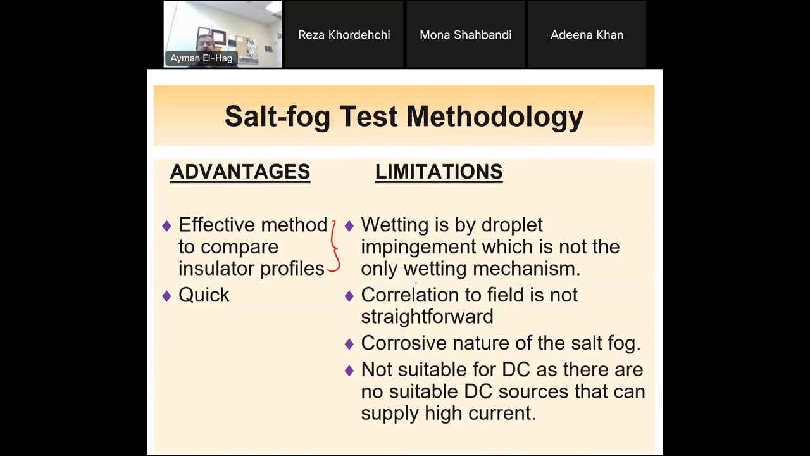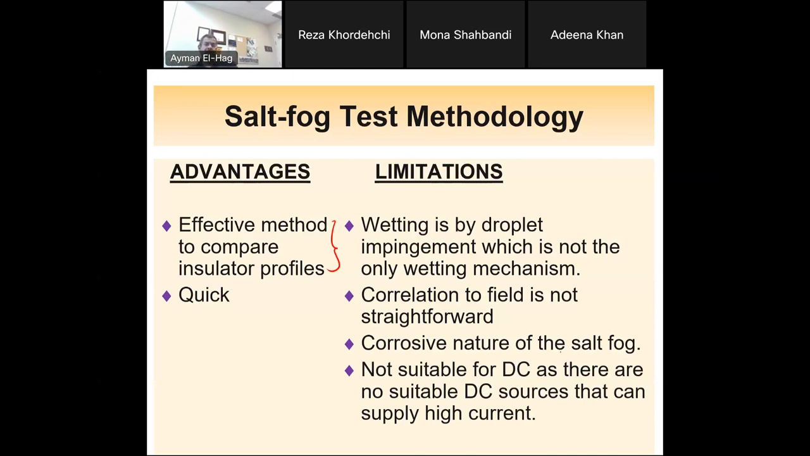Now, the wetting here is happening, as I mentioned, by applying a salt fog. So it is by water droplets on the surface. And that is the only wetting mechanism here, whereas in the field, as I said, drizzle and mist are more common and cause more of the problems in outdoor insulators than the water impingement that we see in that test. Correlation between this test and the field is not easy. There are big differences between what is happening.